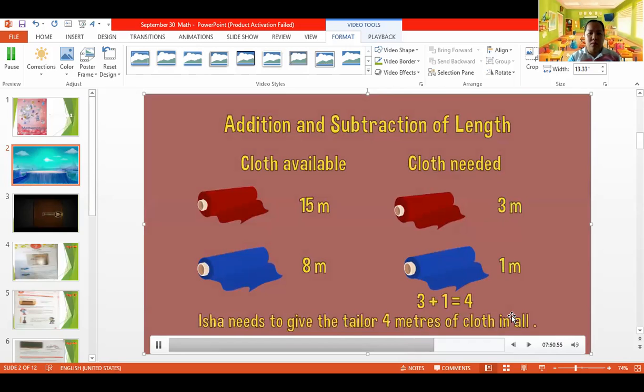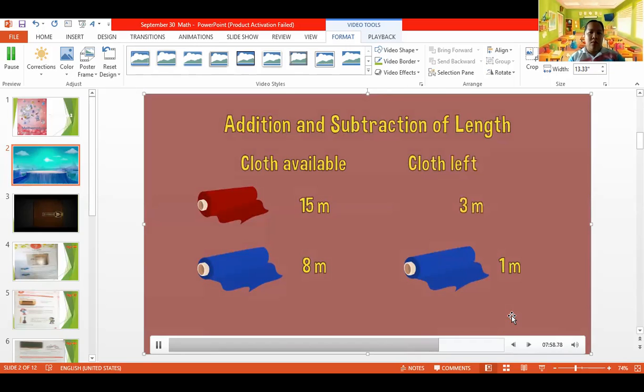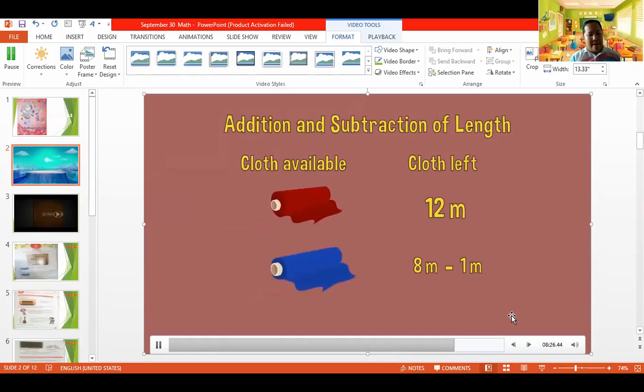in all. Now suppose Isha wants to know how much cloth is left with her. She needs to use subtraction to find the cloth left. To find how much of the cloth is left, she needs to subtract the length of the cloth used from the length of the cloth she initially had. That is, the length of the red cloth left with her is 15 meters minus 3 meters equals 12 meters. Similarly, the length of the blue cloth left with her is 8 meters minus 1 meter equals 7 meters.